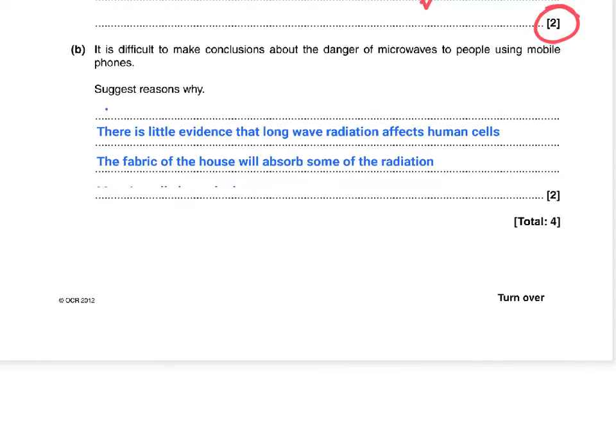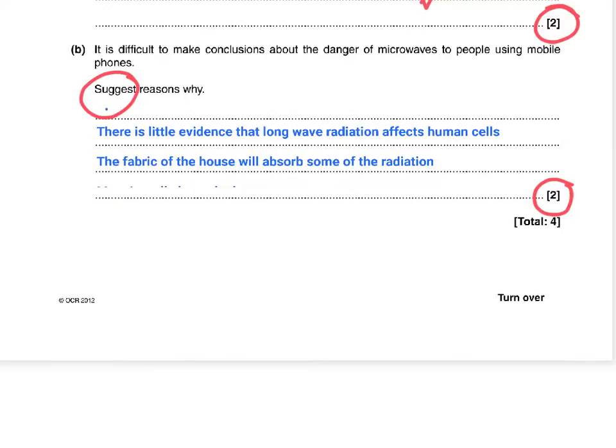Then in part B, we have a similar style of question. It is difficult to make conclusions about the danger of microwaves to people using mobile phones. Suggest reasons why, and again it's worth 2 marks. So I've said, well, there's little evidence that long-wave radiation affects human cells. There is very little evidence out there.